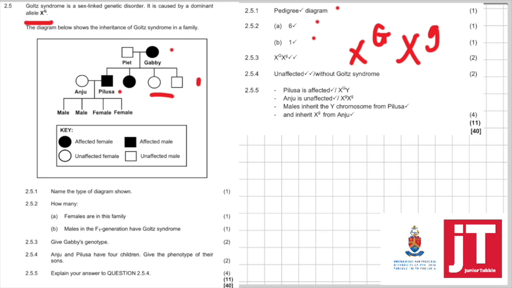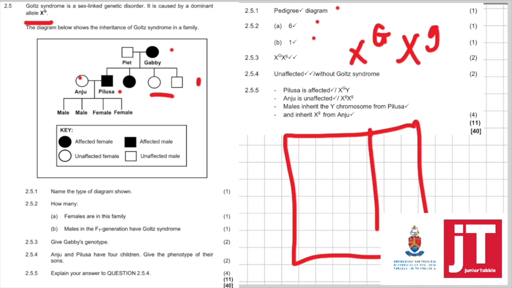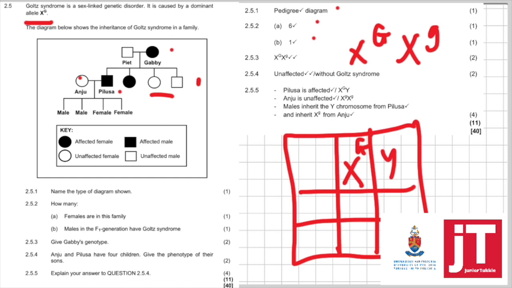254, Anju and Pelusa have 4 children. Give the phenotype of their sons. I'm just going to do the Punnett square. So X big G Y is Pelusa. Right. X small g X small g is Anju because she's normal and she's a female. And Pelusa is a male, so is X big G Y and is affected.